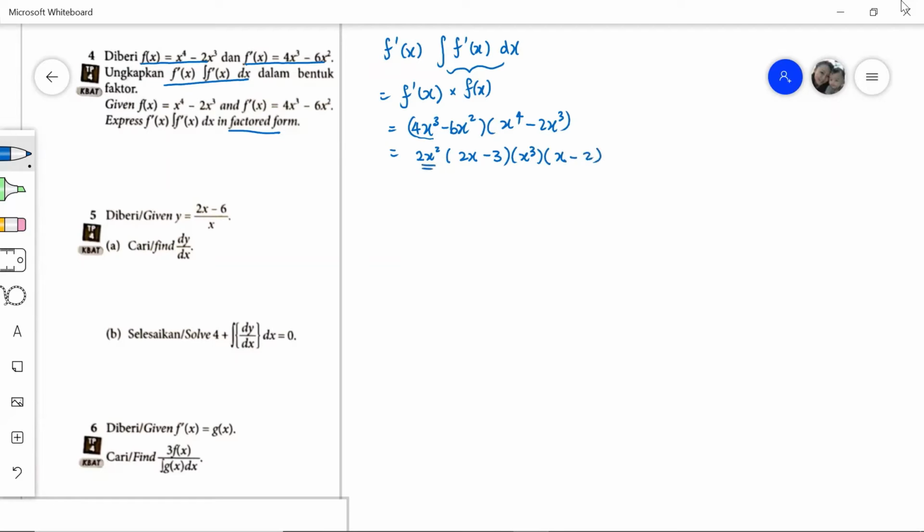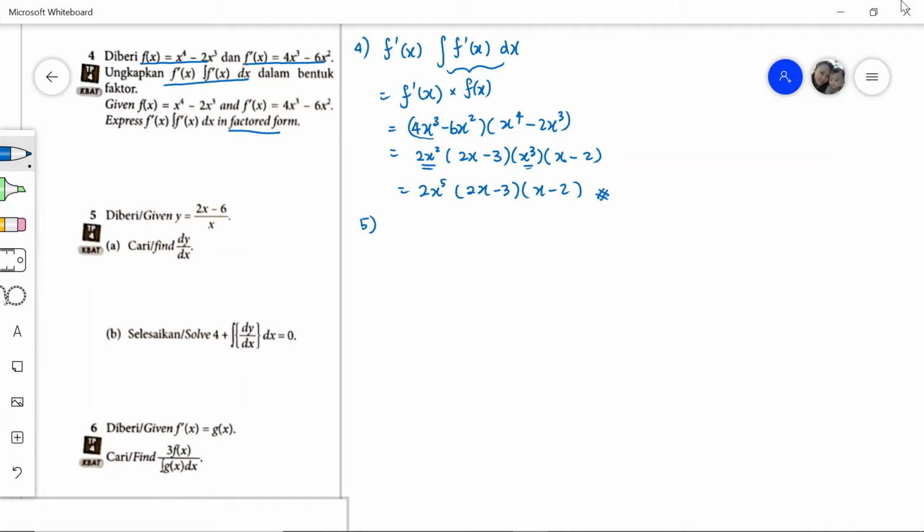So combine the x cubed and the 2x squared. We'll multiply them, so we will have 2x to the power of 5. And then we have (2x minus 3)(x minus 2). So that's it. This is the factor form. Okay, number 4. Next, let's go to number 5.